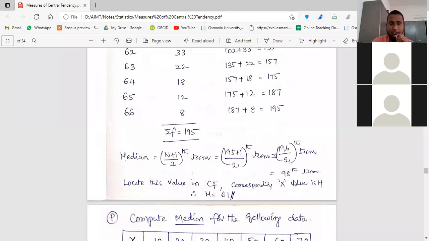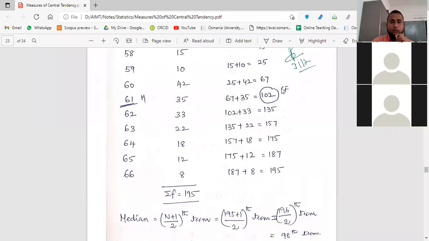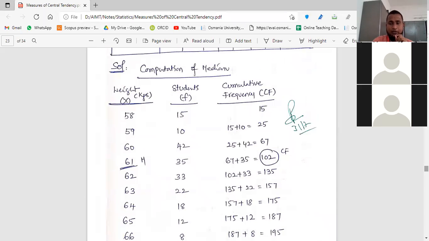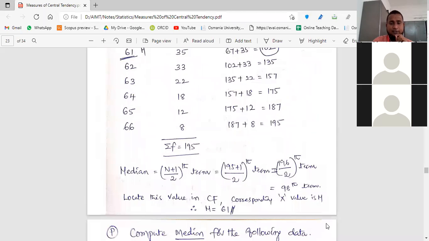This 98 you have to locate in cumulative frequency. So what is the cumulative frequency? 98 means it lies in between 67 and 102. In between 67 and 102, the 98 value you will get. So round off that value. That will become the cumulative frequency. The corresponding X value will become the median. So the corresponding X value for 102 is 61.